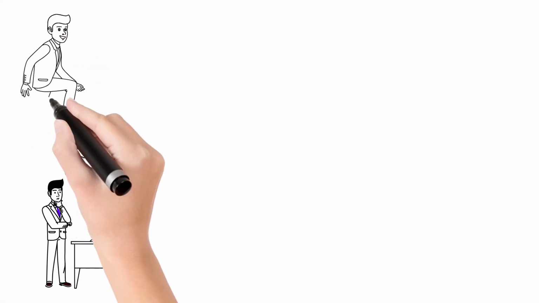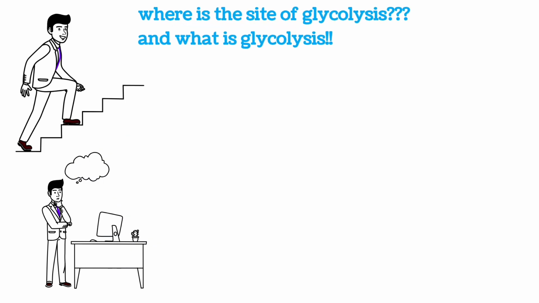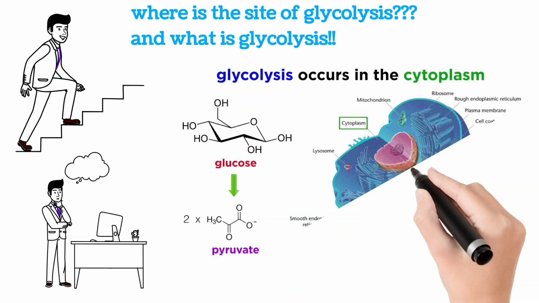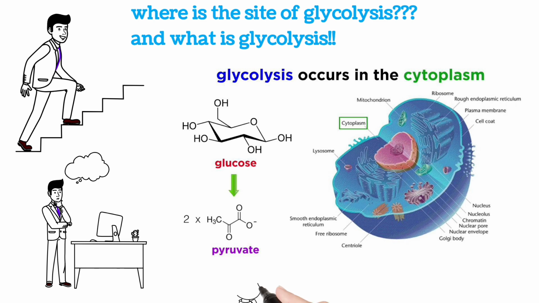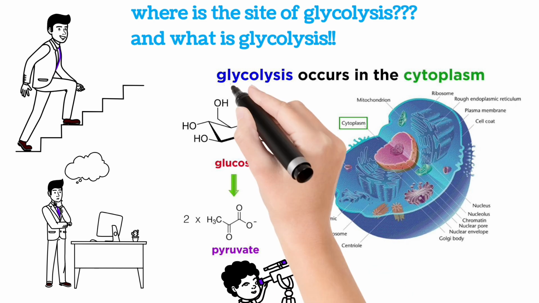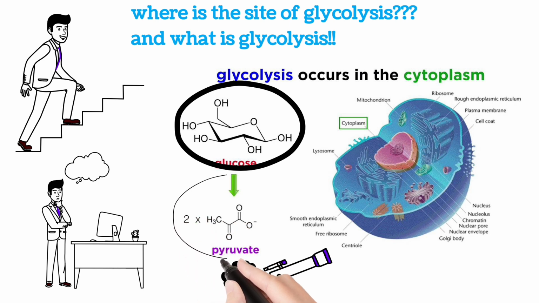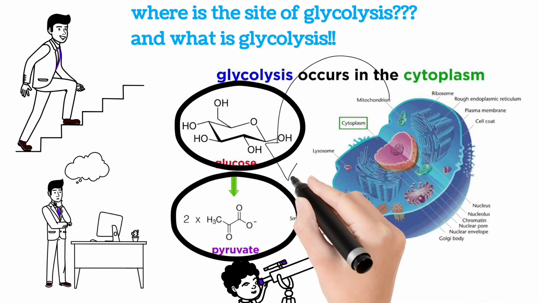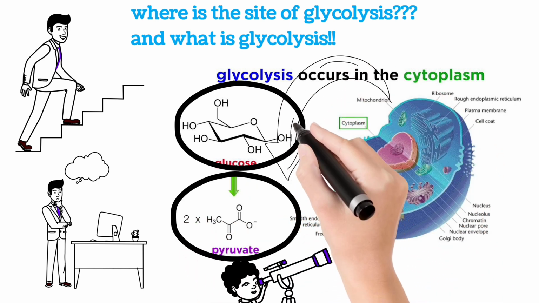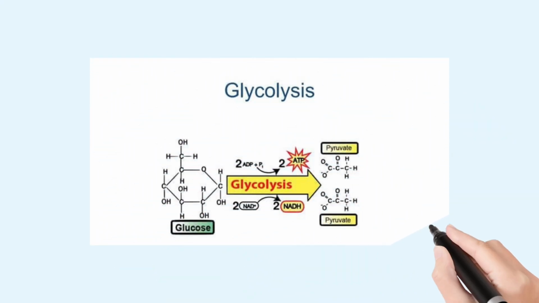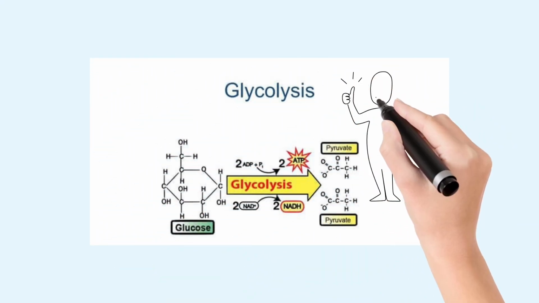And where is the glycolysis site? Glycolysis is basically conversion of glucose into pyruvate molecule, and this takes place inside the cells. And where does it take place? Inside the cells, it takes place inside the cytoplasm. So basically glycolysis is the conversion of glucose molecule into pyruvate molecules.